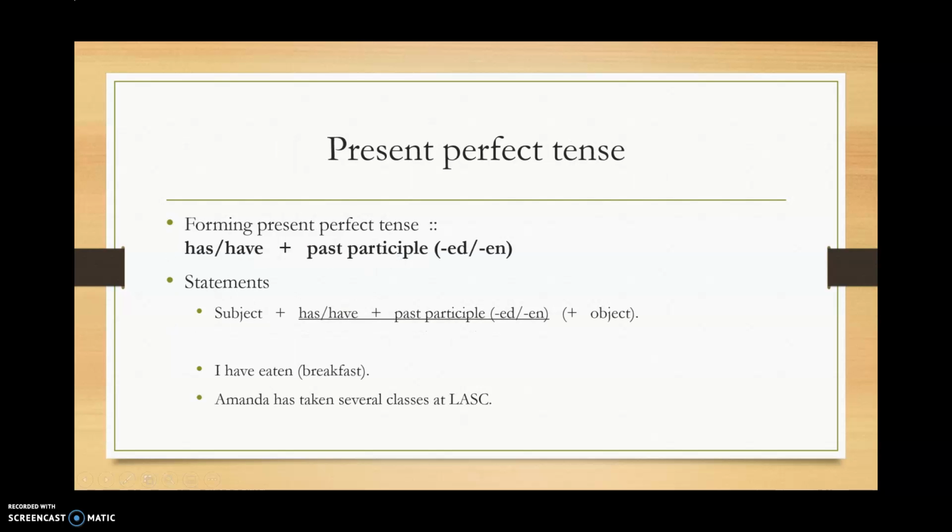To form present perfect tense, you use has or have plus the past participle form of a verb. That's the ed or the en ending, and some verbs have irregular endings too. For statements, we have the subject, and then has or have, and then the past participle form, and maybe an object or a preposition or something like that. I have eaten breakfast. Amanda has taken several classes at LASC.